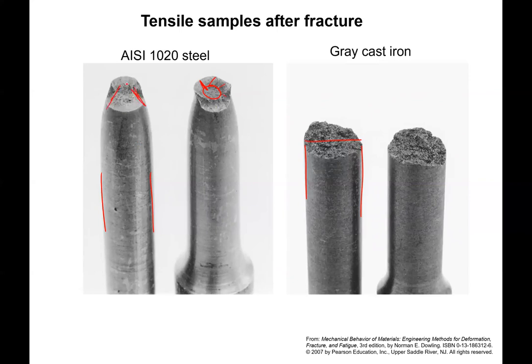And this one is more like a cone. It's a cup and cone fracture. Okay, this is a shear fracture. This is a brittle fracture. Okay, shear fracture and a brittle fracture. So the ductile sample will have a lot of change in this cross-sectional area.